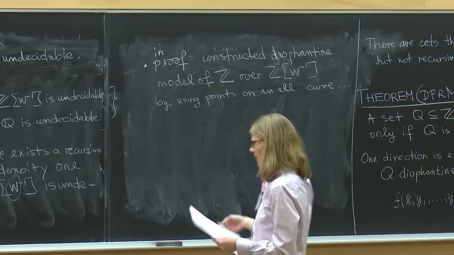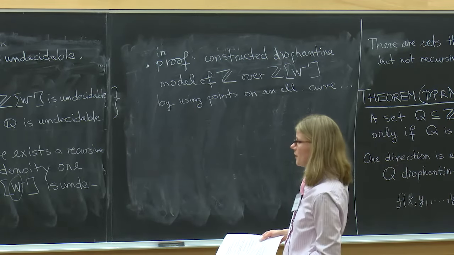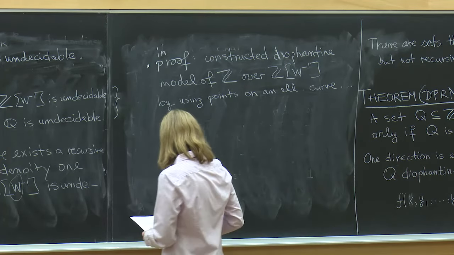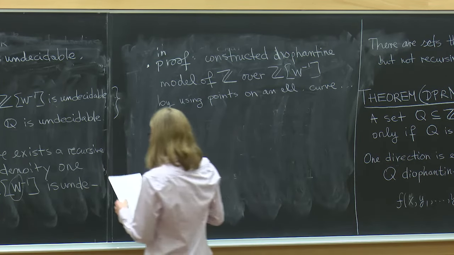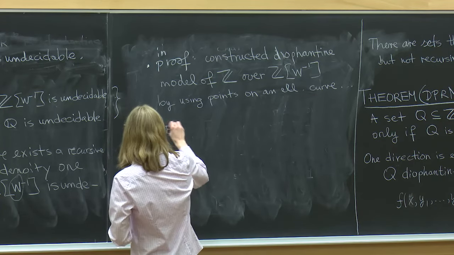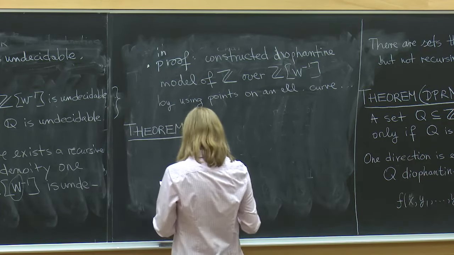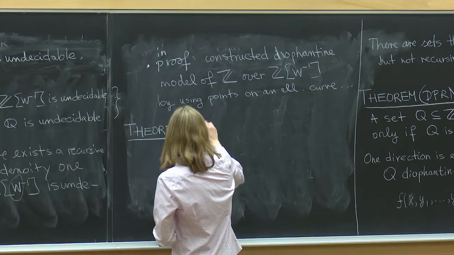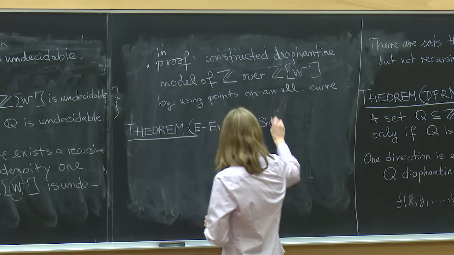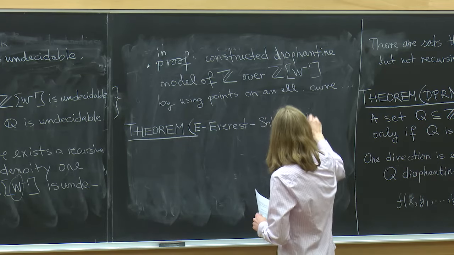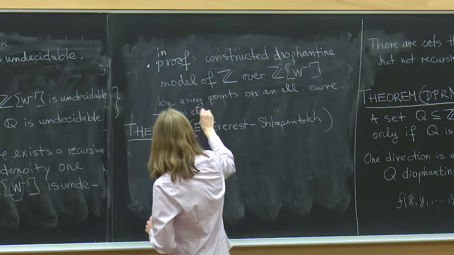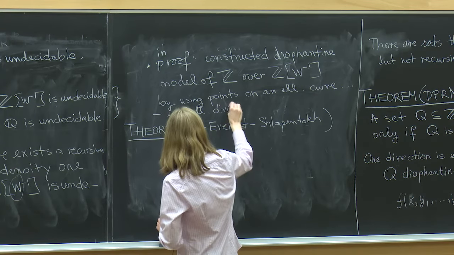But it uses elliptic curves. It constructs this Diophantine model. And together with Everest and Shlapentokh, we were able to generalize this to number fields and to multiple sets of primes at a time. So let me just finish with stating this theorem here. Let me just say that this uses elliptic divisibility sequences, as does our generalization.